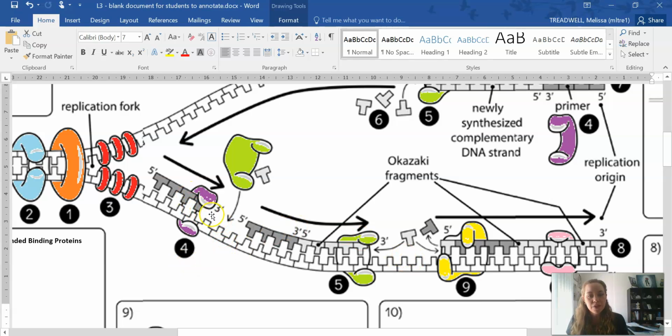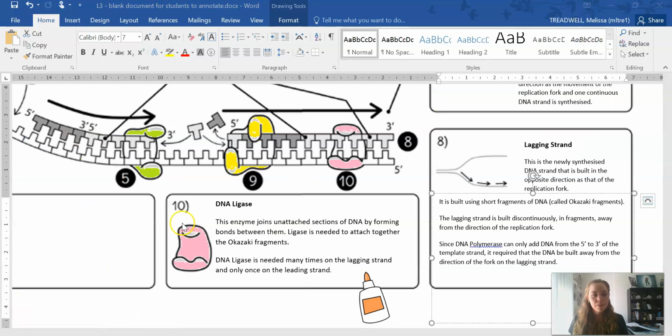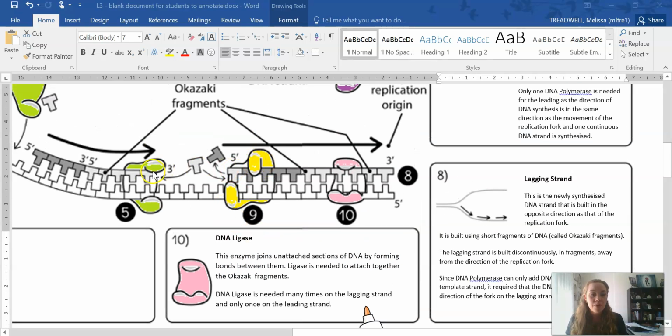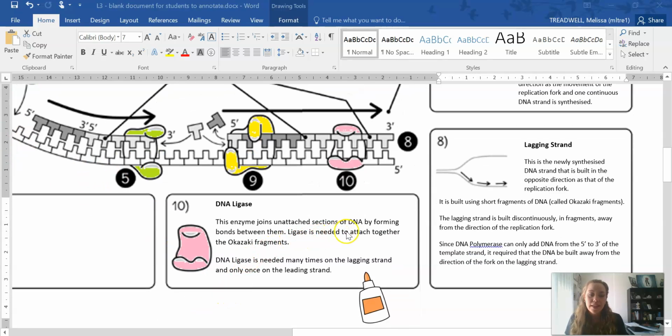So our next job is to look at, well, we've got all these broken pieces of strands, how are we going to join them together? And that's where our next enzyme comes into play. So you'll notice I've skipped number 9 for a moment. I just want to look at the enzyme that joins these Okazaki fragments together. So it says the enzyme that joins the unattached sections of DNA by forming bonds between them. So it's going to form bonds between each of the broken segments. It says ligase is needed to attach together the Okazaki fragments.